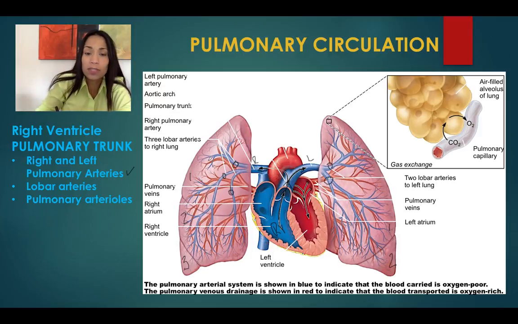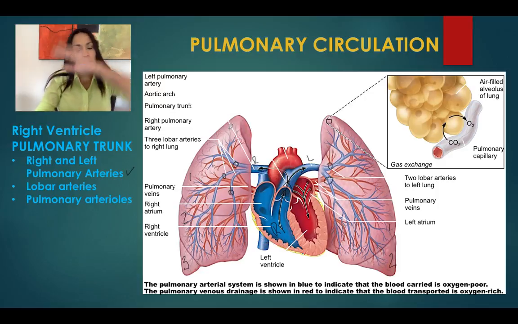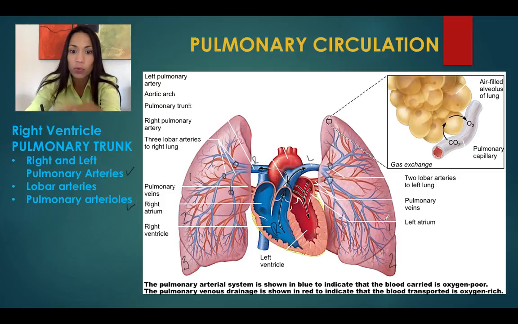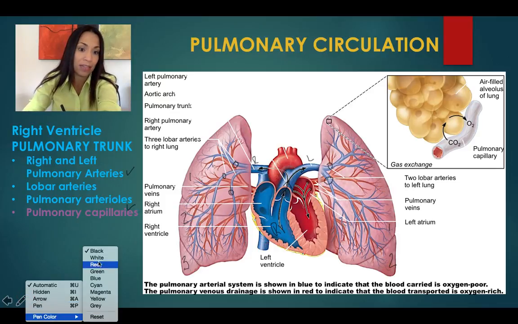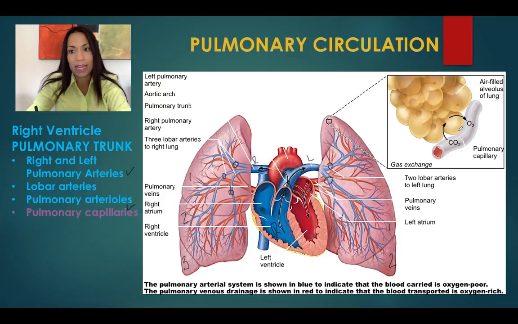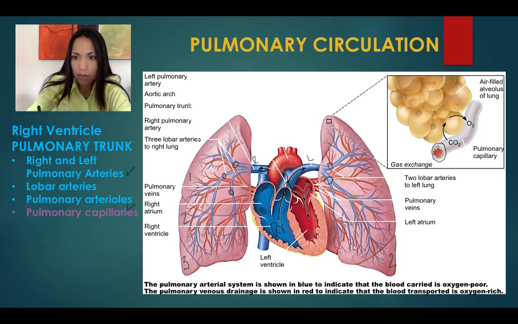These lobar arteries keep branching, we're not going there, until we have pulmonary arterioles. And these pulmonary arterioles lead to the pulmonary capillaries. And what happens at the level of the capillaries? Remember, gas exchange. So this is one of the pulmonary capillaries. See, one single layer of endothelial cells with the basement membrane.